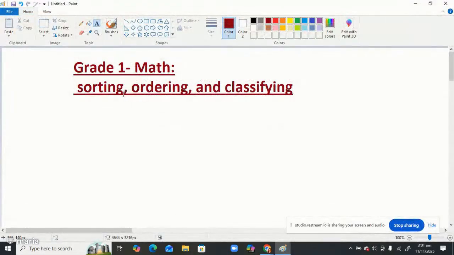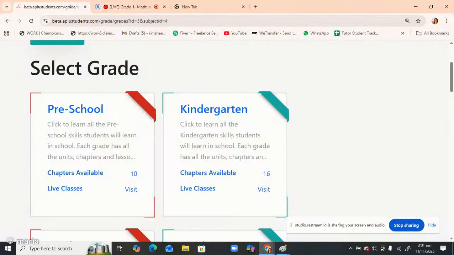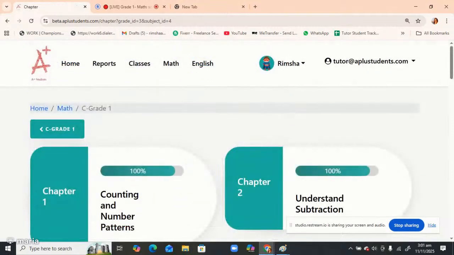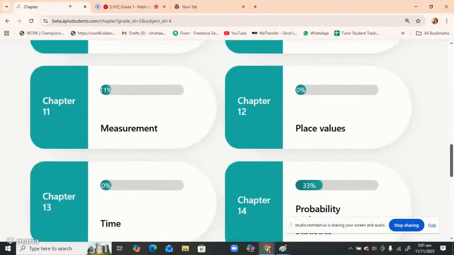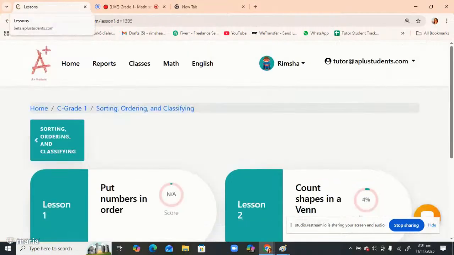You can find all the lessons on aplusstudent.com. You have to log in using your email and the password provided by the administrator. Select math from the subject app and scroll down to grade 1. Here is the list of chapters, and we are on chapter 15, sorting, ordering and classifying.